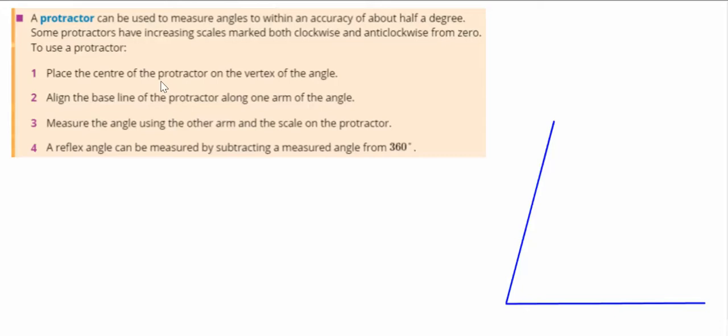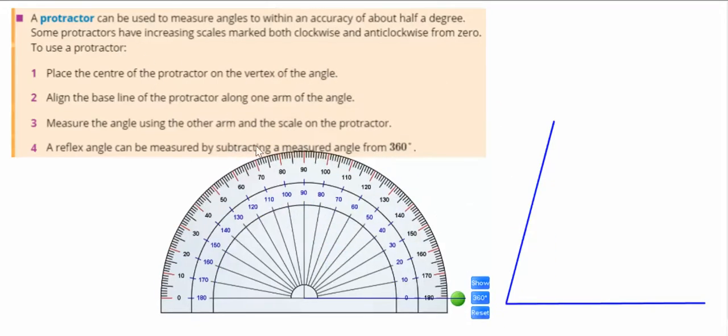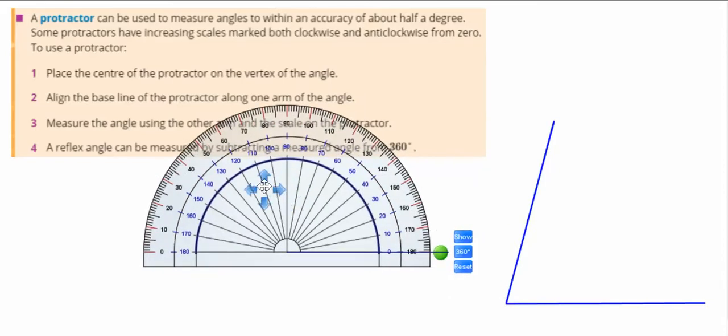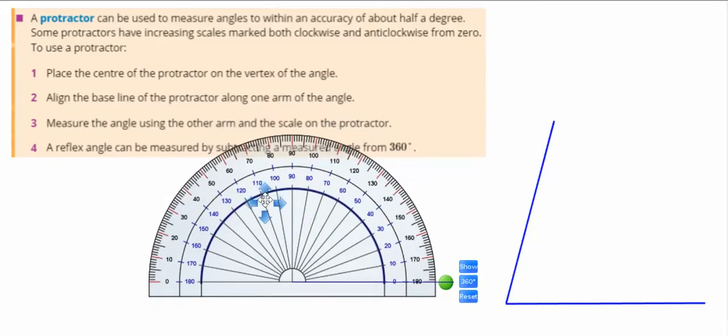Moving on. To measure angles, we use protractors. Protractors can be used to measure angles to within an accuracy of about half a degree, so they are pretty accurate to the human eye anyway. Some protractors have increasing scales marked both clockwise and anti-clockwise. In this example, we've got clockwise on the outside, going from 0 round to 180, but we're also going anti-clockwise on the inside, from 0 down the bottom all the way around to 180. That's just helpful depending on where the vertex is and where you put the protractor. It allows you to measure the angles a little bit more easily.